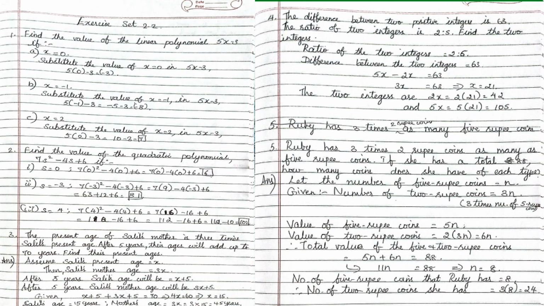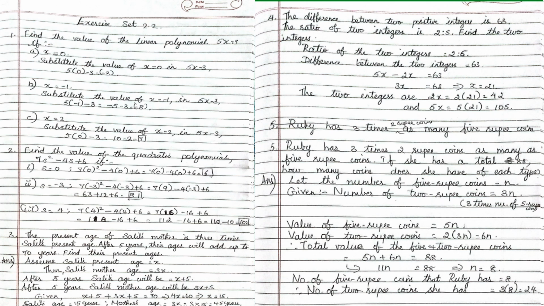Question number 5. Ruby has 3 times as many 2 rupee coins as 5 rupee coins. If she has a total of 88 rupees, how many coins does she have of each type? Ruby has some 2 rupee coins and some 5 rupee coins. Now, if she adds up everything, all the 2 rupee and the 5 rupee coins she has, it adds up to 88 rupees. They ask to find how many coins she will have of each type.